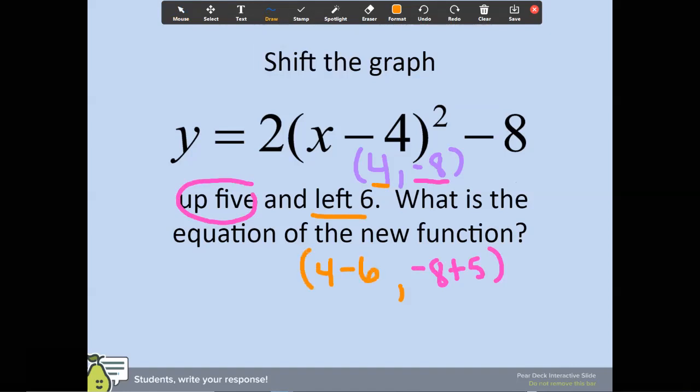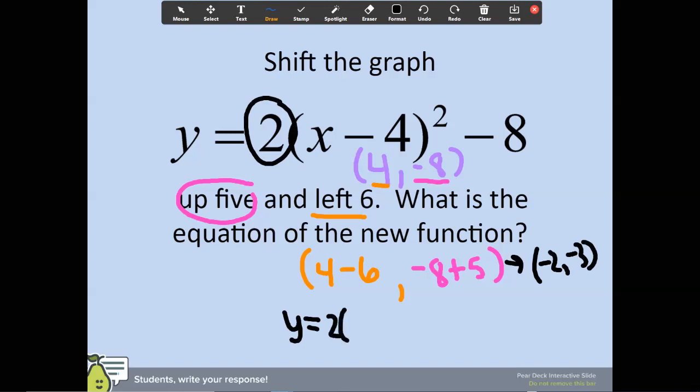And so my new vertex for this is going to be negative 2, negative 3. Your stretch is not changing. We're shifting. It's not changing. Same shape. Okay, so it's going to be y is equal to 2. And because of the minus 2, this is going to be x plus 2 squared. And because of the minus 3, this is going to be minus 3. And that's your equation.